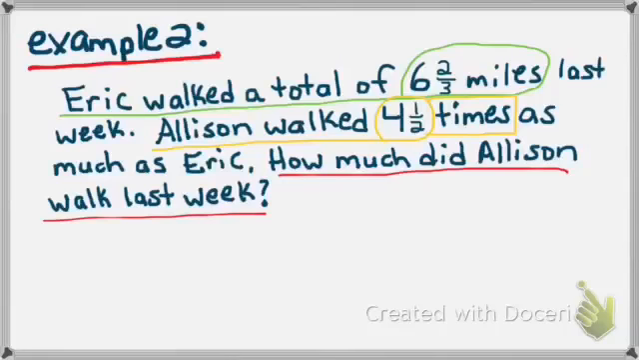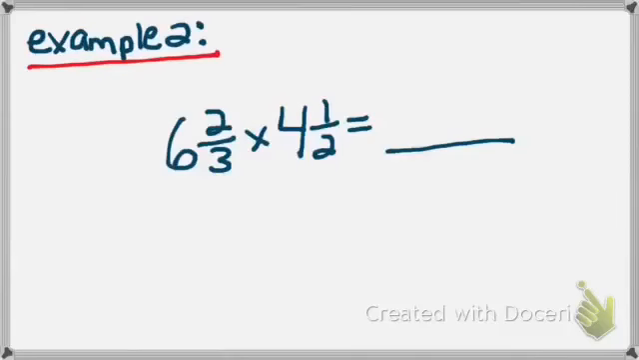Well, we only have 2 numbers, and technically times means times, right? Multiplication. So if Allison walked 4.5 times as much as Eric, couldn't we just make this into a multiplication problem? 6 2/3, which is what Eric walked, times 4.5, since Allison walked 4.5 times as much as Eric. Let's move this problem to the next page to solve it. Uh-oh, these are mixed numbers, and I cannot multiply mixed numbers, but I can multiply fractions.